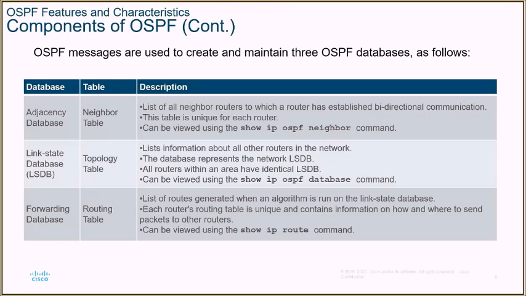And so the forwarding database is a list of routes generated when an algorithm is run on the link state database. Each router's routing table is unique and contains information on how and where to send packets to other routers. And so show IP route, of course, shows that.